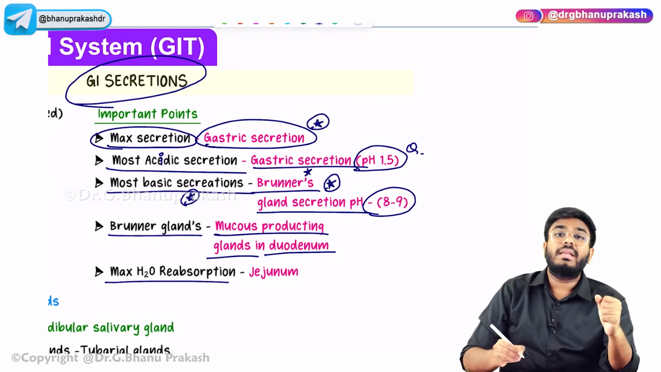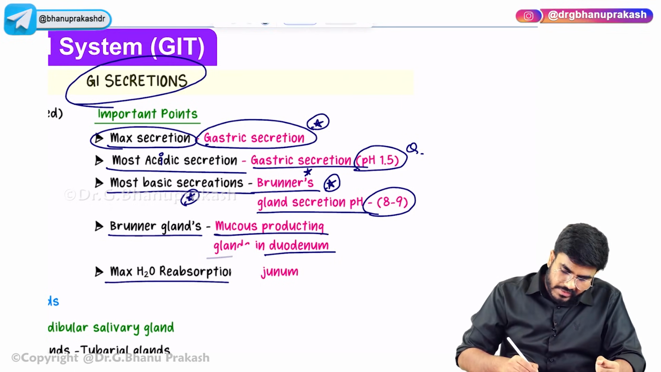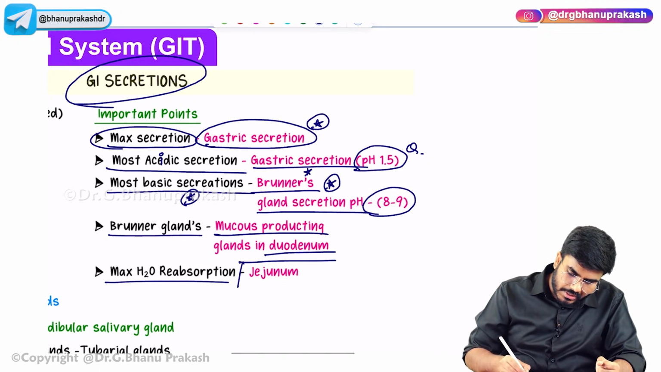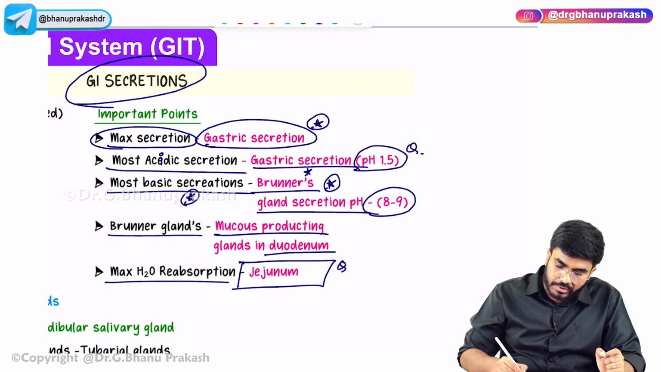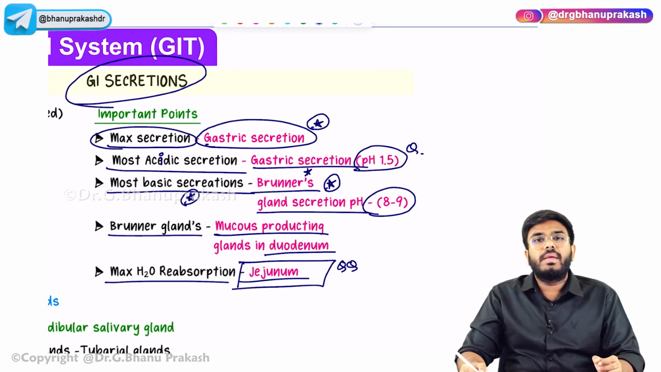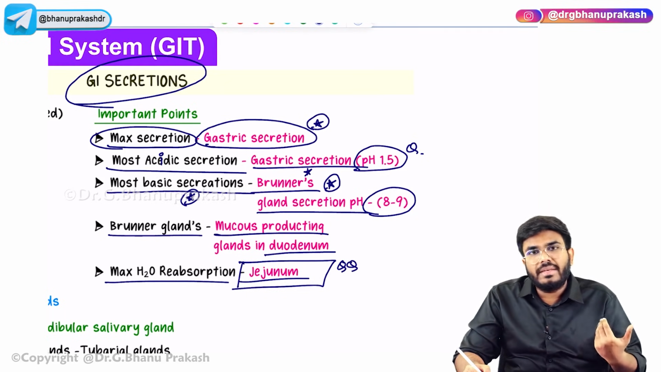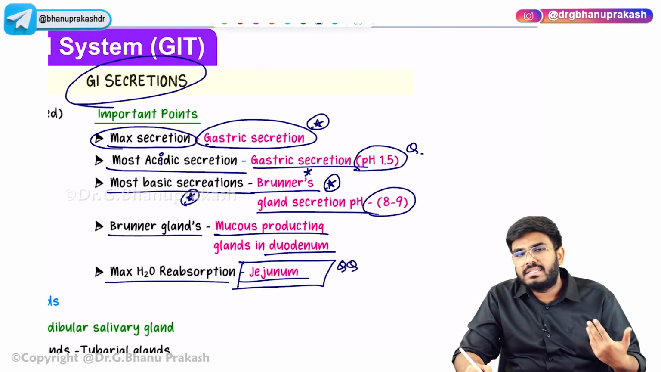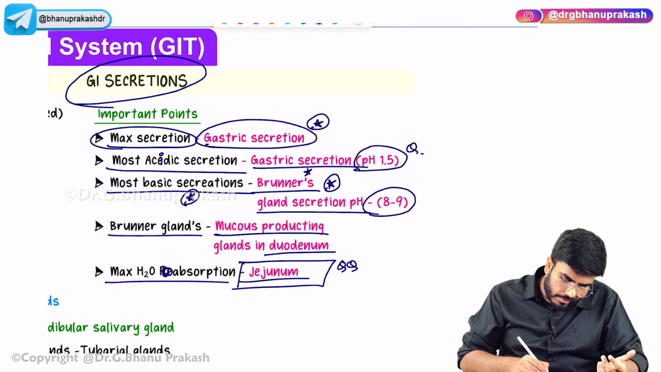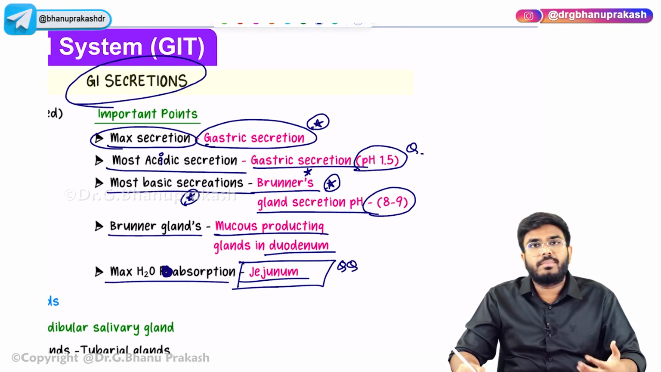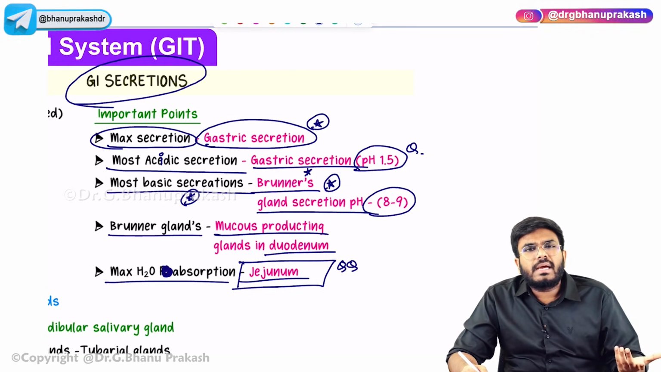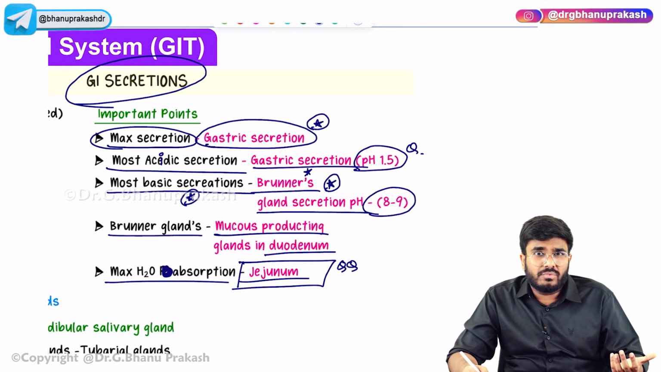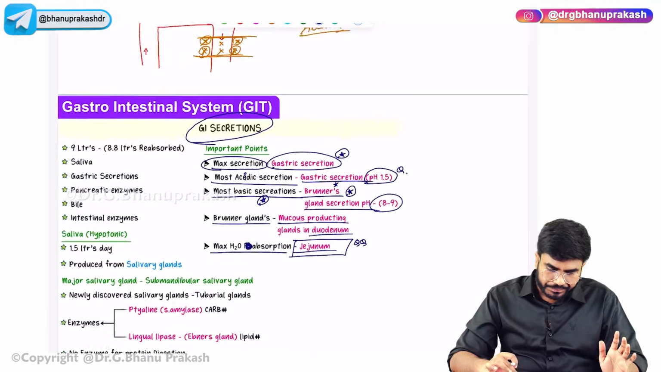Next, maximum water absorption occurs in which part of the intestines? See, this is also a PYQ: it occurs in the jejunum. Maximum absorption of any substance occurs in the jejunum. Even water is maximally absorbed there. Students usually think that it's the colon where maximum water will be reabsorbed, but it's not the colon, it's the jejunum.